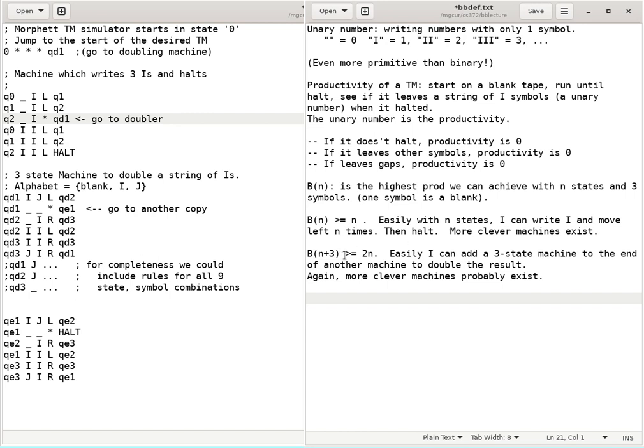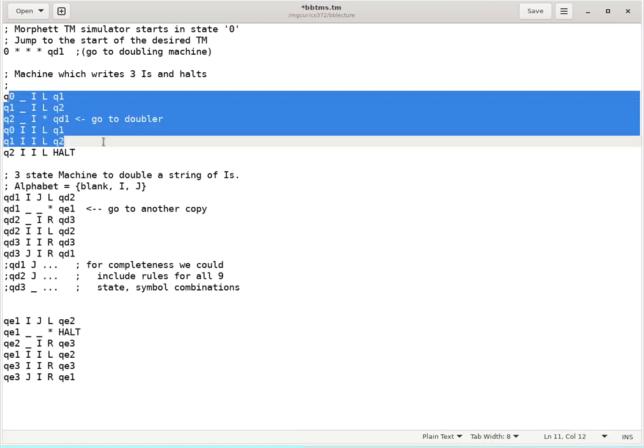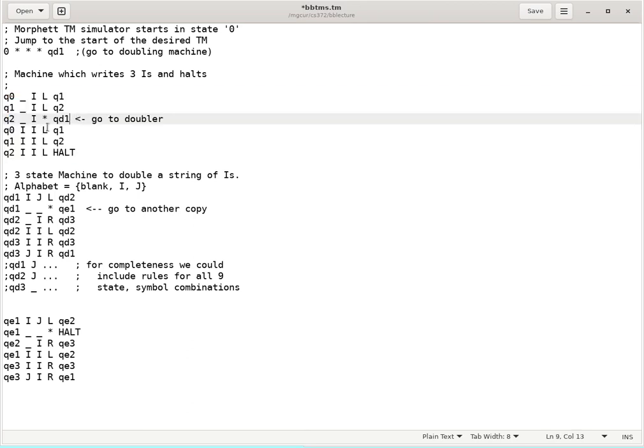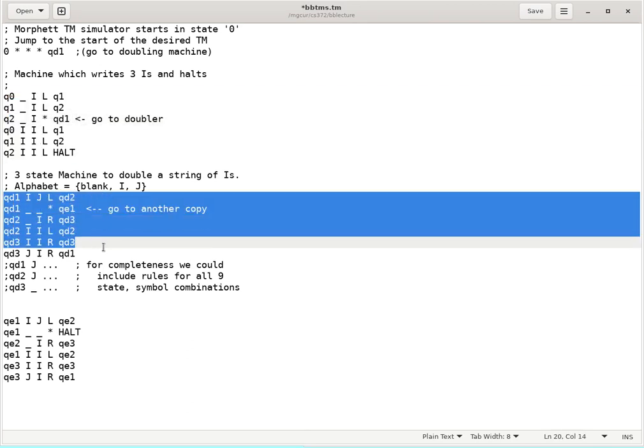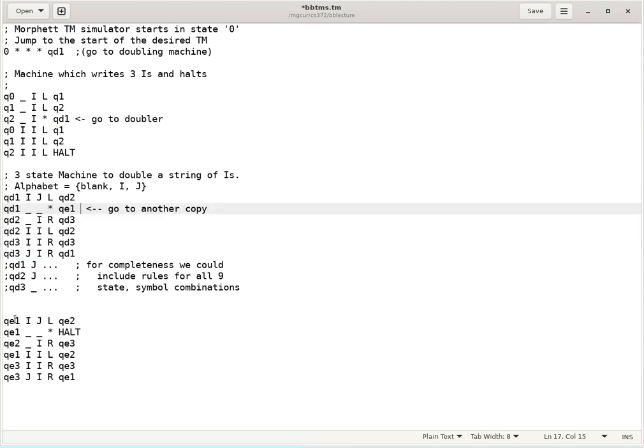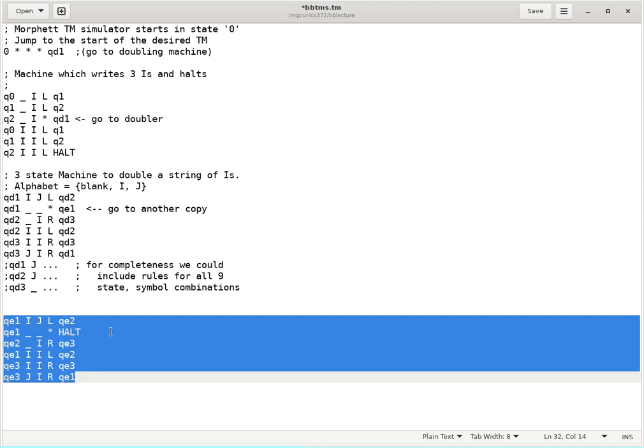And we also saw, as a step towards increasing our cleverness, that with 3 states we could double something. So here I could have a machine, this machine we saw would write 3 I's onto the tape, and then when it got done it would go to the doubler, and then we could double, and then if we wanted we could add 3 more states and go to another doubler, like that. So that kind of thinking will allow us to start to get exponential looking behavior out of this thing.